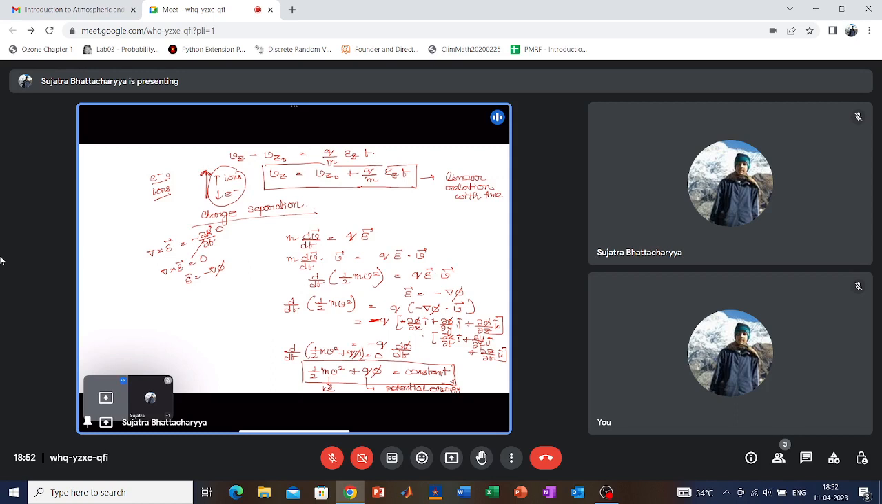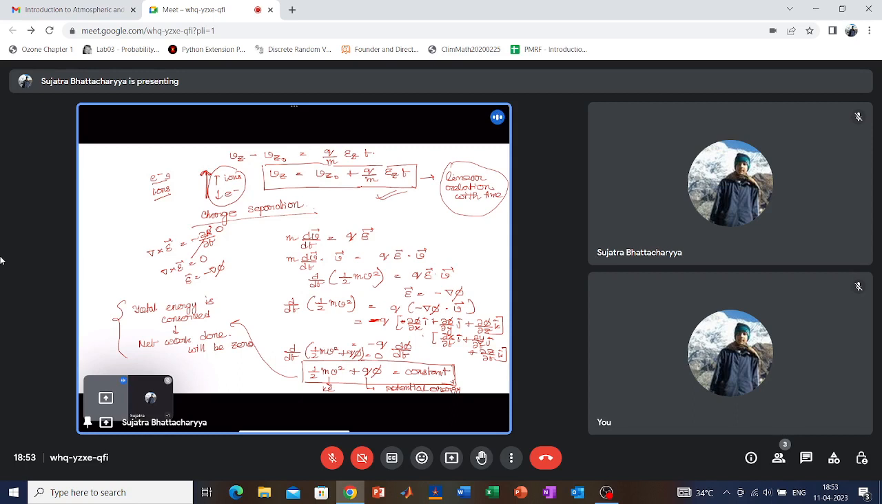We have already seen the big conclusion: a linear relationship with time. So the particle's velocity varies linearly with time. And the second conclusion is that the total energy is conserved. Therefore, the net work done will be 0. This is the conclusion we are deriving from this energy conservation equation.